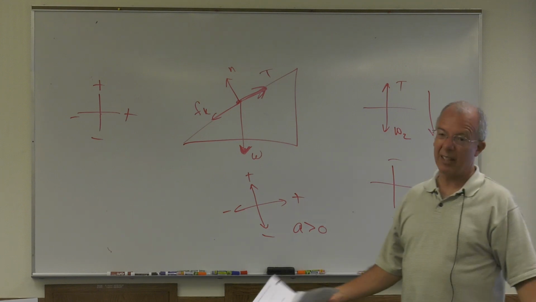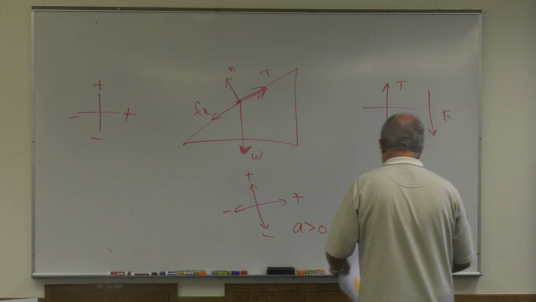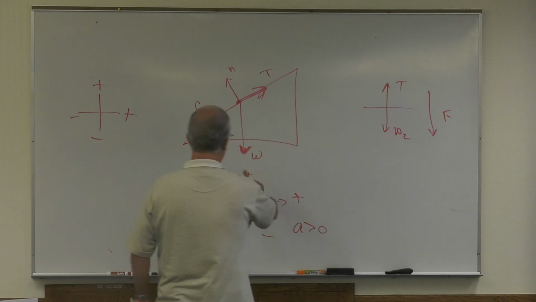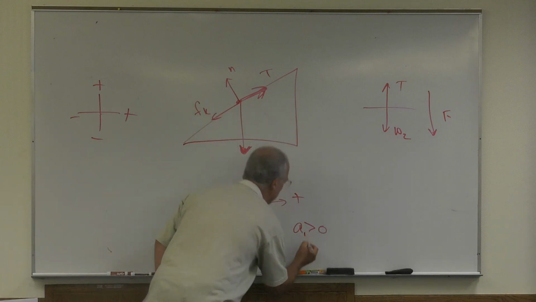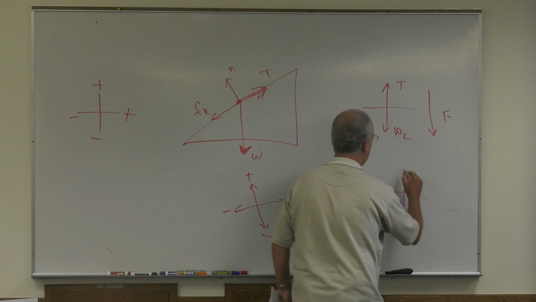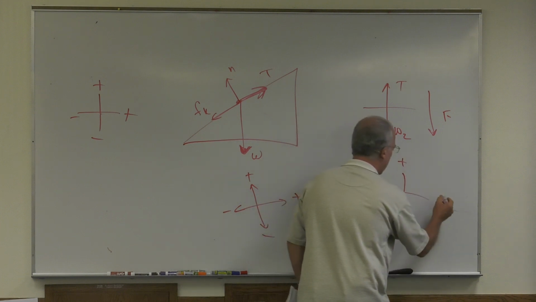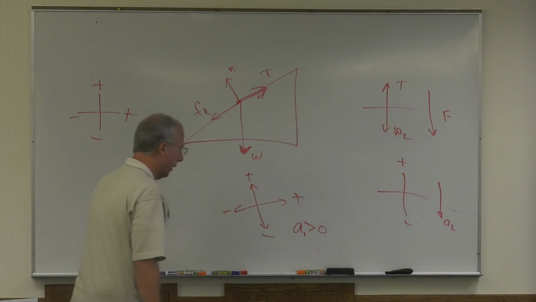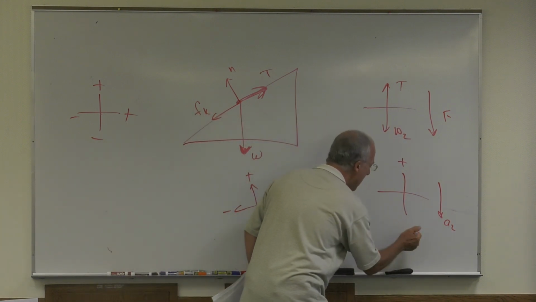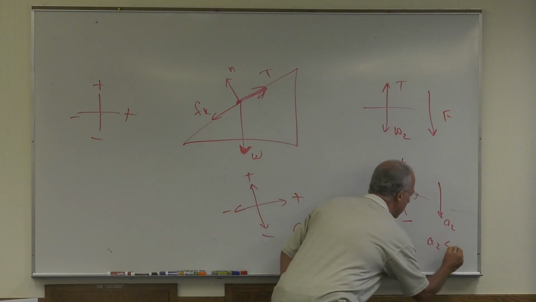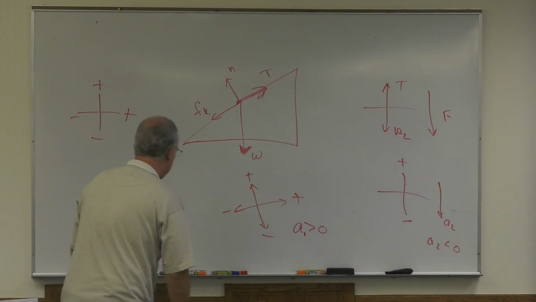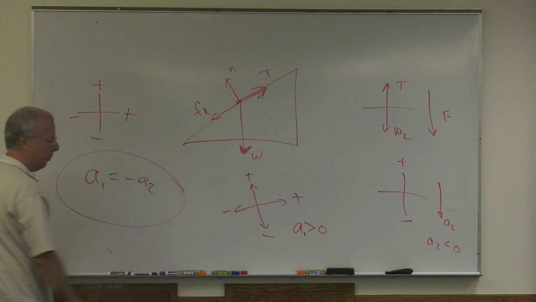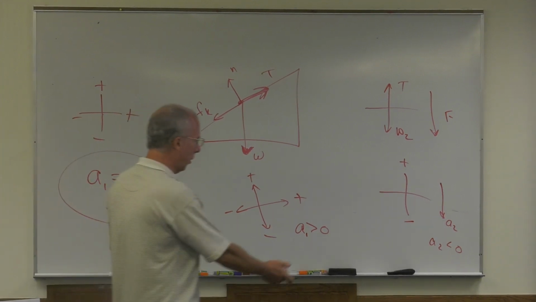Now, Randy Knight doesn't do that. If you look at the book, this is what Randy Knight does. He uses this coordinate system for that one, so he says A1 is positive. Then he does this for the other one. He says same old coordinate system, and he says this is A2, which is negative. So he has A2 is less than 0. So then he says that A1 equals minus A2. That's what Randy Knight says, just because of his choice of coordinate system.